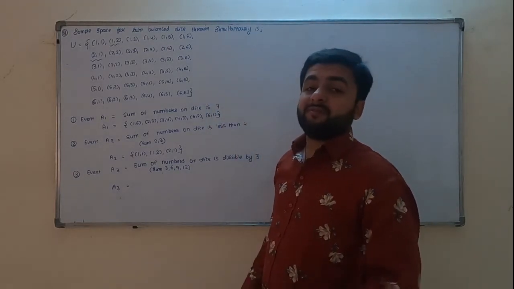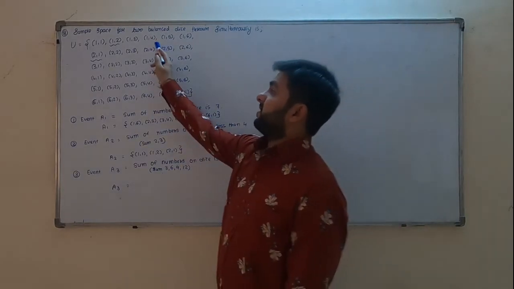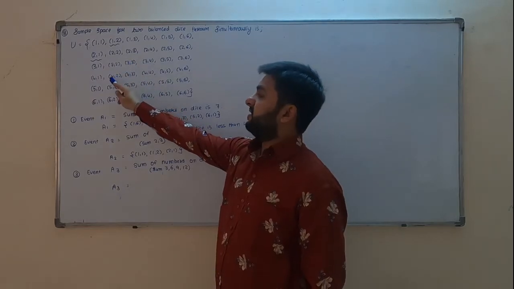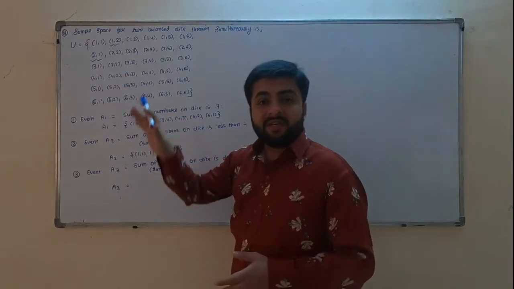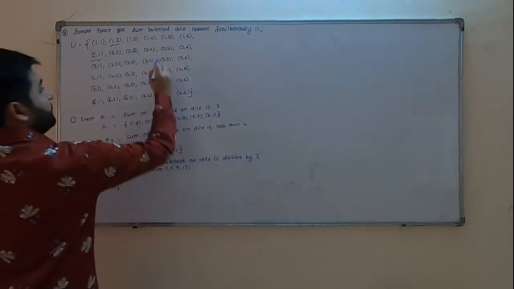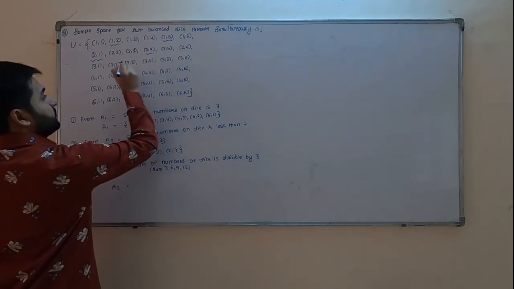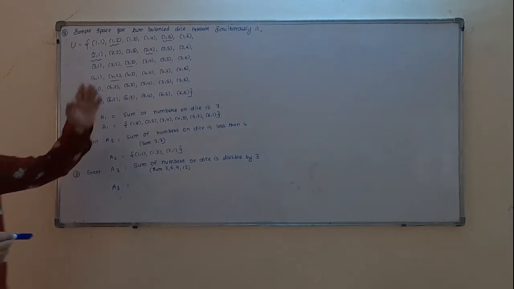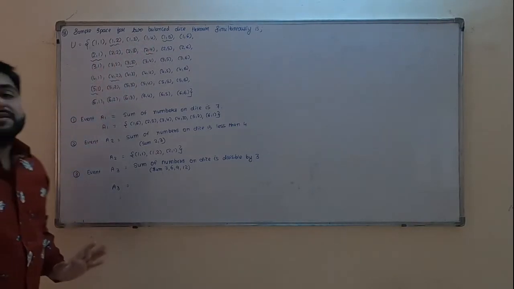Now we have to check where the sum is 6. Sum 6 will be first 1 5, then 2 4, then 3 3, then 4 2 and 5 1. It will be in a zigzag line. So 1 5, 2 4, 3 3, 4 2, 5 1. Always all the sums are 6.